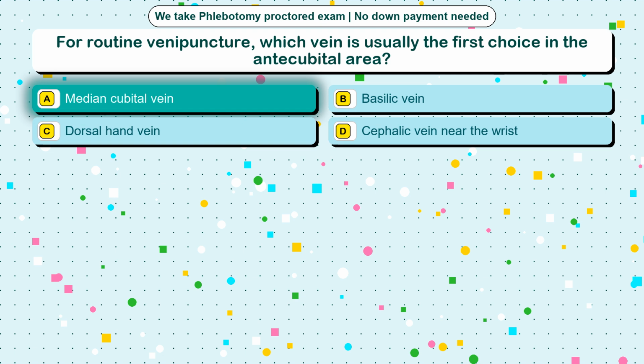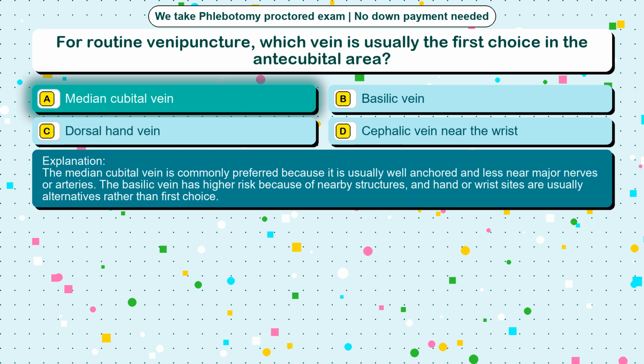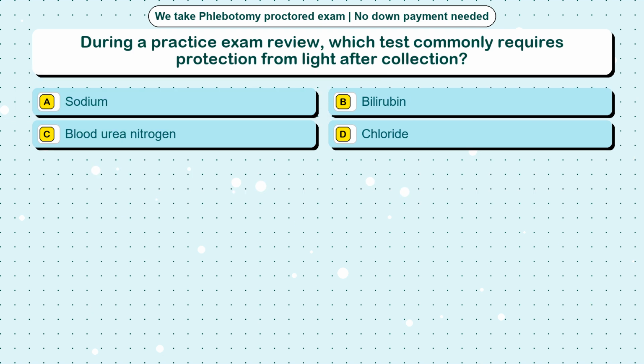The correct answer is option A, median cubital vein. The median cubital vein is commonly preferred because it is usually well anchored and less near major nerves or arteries. The basilic vein has higher risk because of nearby structures, and hand or wrist sites are usually alternatives rather than first choice.